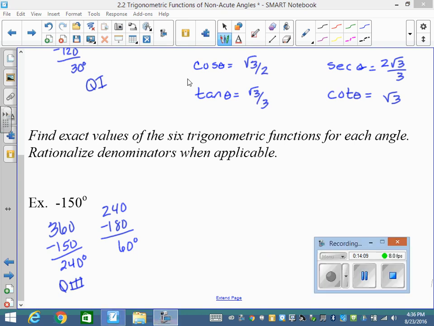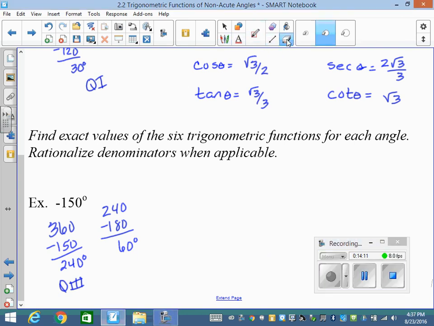All right, there's my mistake for the day. I knew it wasn't something, but hey, at least I caught it. I get to claim that one. This is not 240. Don't ask me where that 4 came from. It is 210. And 210 minus 180 is not 60. It is going to be 30. So our reference angle here is 30 degrees.